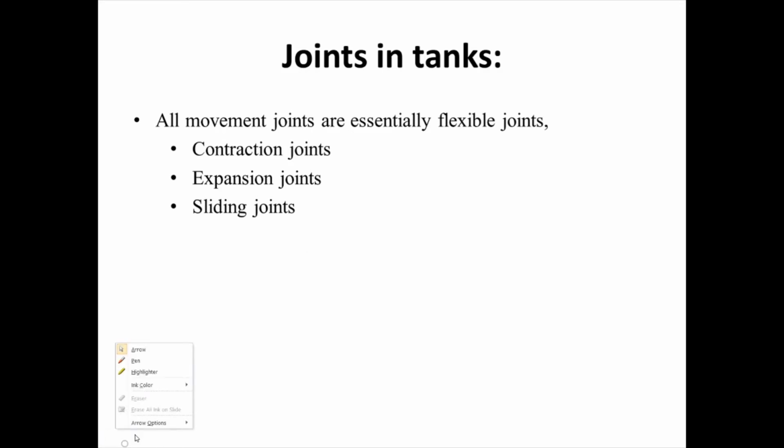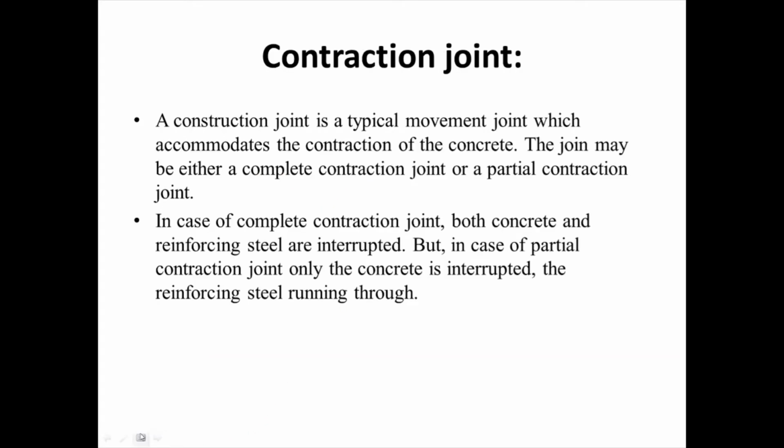We have three types of movement joint: contraction joint, expansion joint, and sliding joint. First, let's start. A contraction joint is a typical movement joint which accommodates contraction of concrete. The joint may be either a complete contraction joint or a partial contraction joint. In a complete contraction joint, both concrete and reinforcing steel are interrupted. But in a partial contraction joint, only concrete is interrupted and the reinforcement still runs through.